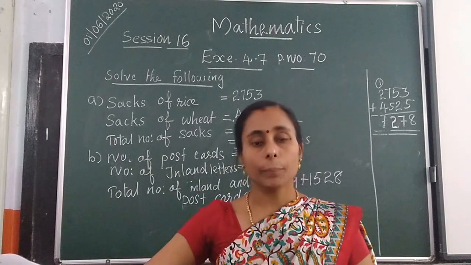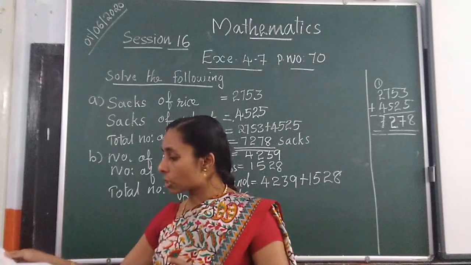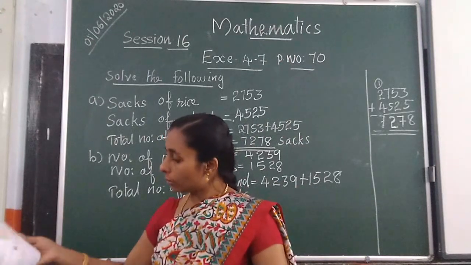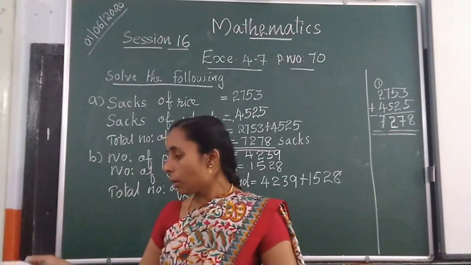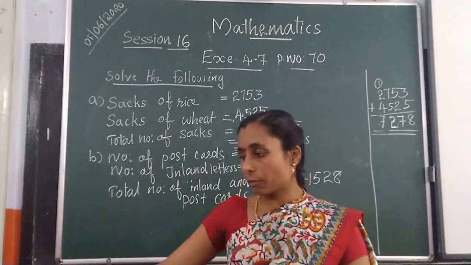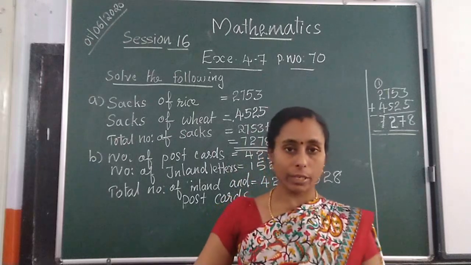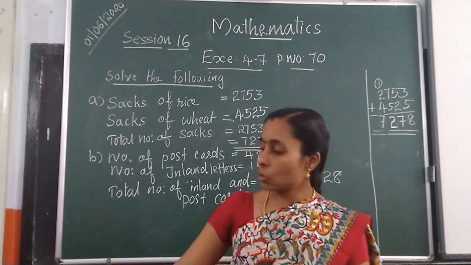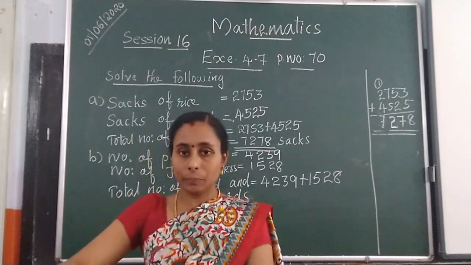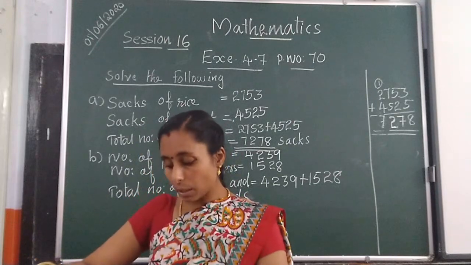Okay? Then, last class we have completed till exercise 4.3, 4.5 we have completed. 4.6 it is not for you, that is cancelled from your book. And 4.7 board problem today we are going to start. So please open your book, page number 70.